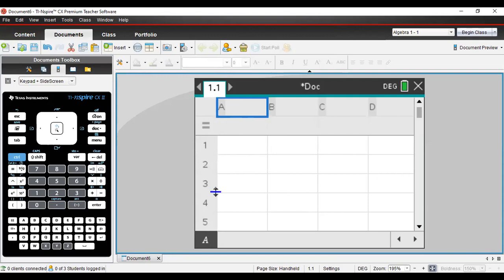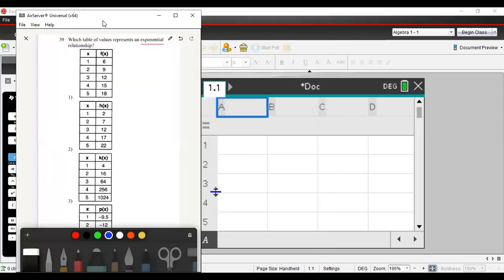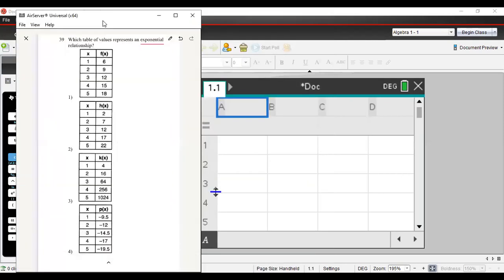Let me bring this back up. If you look at the X values, they're the same for every table. So instead of doing the X 4 times, I'm just going to do it once. And the only thing that I'm going to change is the f of x part, the h of x part, the k of x part, the p of x. So watch what I do.